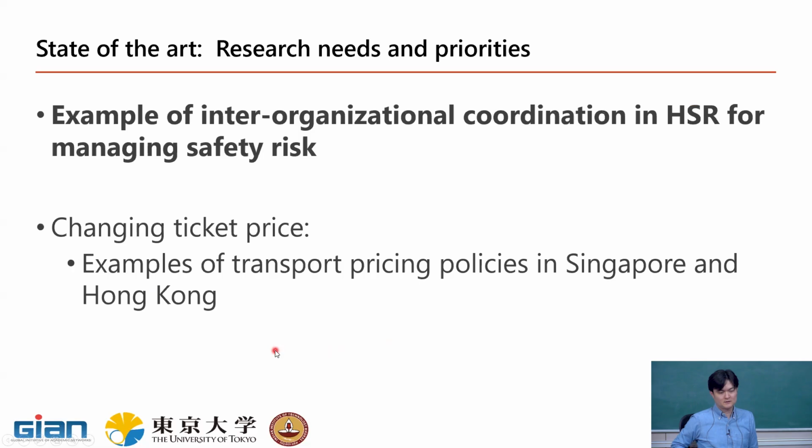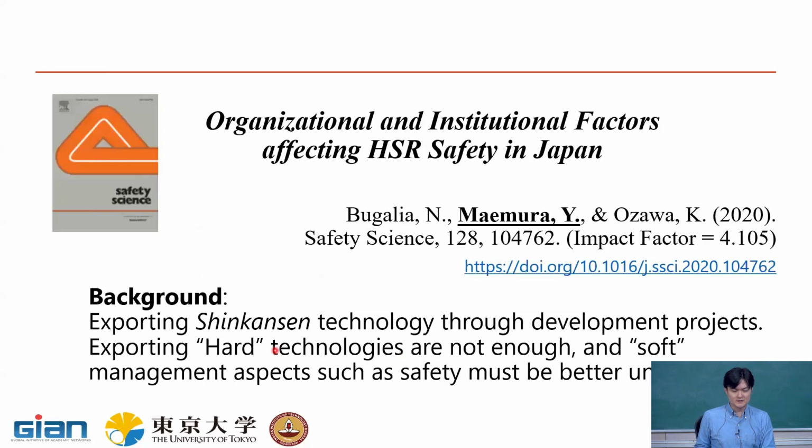All right. So for the first two parts, let me share one of the higher impact papers that Professor Nikko and I wrote together, an example of inter-organizational coordination in high-speed rail in Japan for managing safety risk. So the title of this paper, we mentioned it in the first day. It's called Organizational and Institutional Factors Affecting High-Speed Rail Safety in Japan.